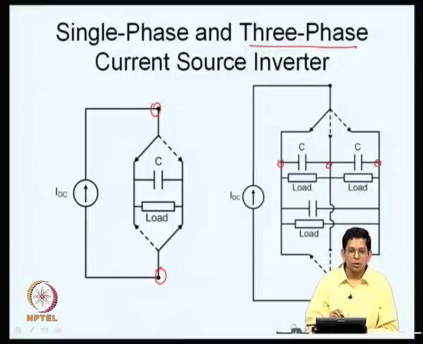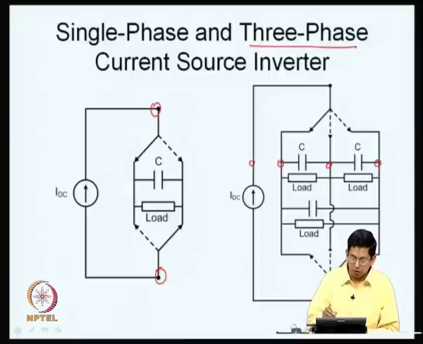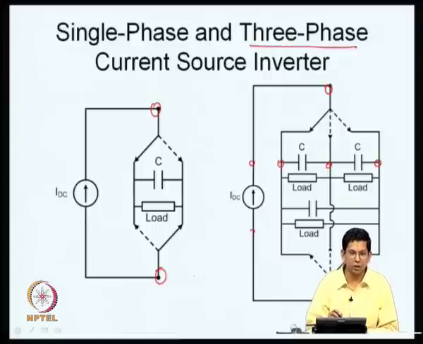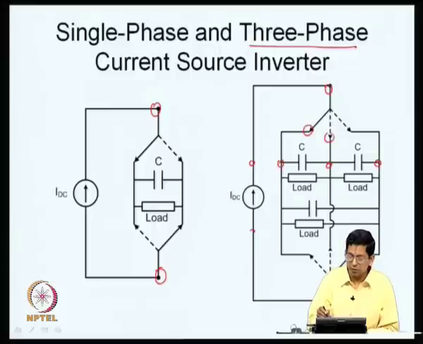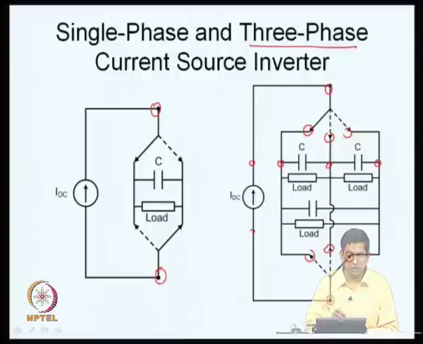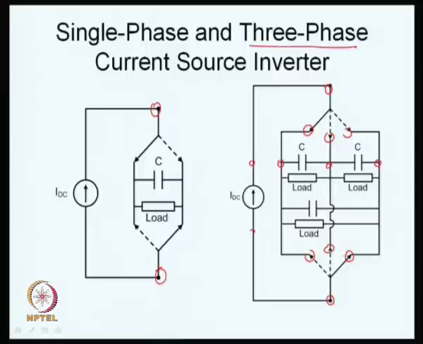So, the current source still has only 2 terminals. Every terminal of the current source is connected to 1 pole each. So, the number of poles gets decided by the number of terminals of the current source, as I was mentioning in the previous lecture. The number of throws is equal to the number of load terminals, the load being capacitive now. So, you have 3 throws here. It is a single pole double throw switch in the single phase case, whereas it is a single pole triple throw switch in the case of a 3 phase current source inverter.